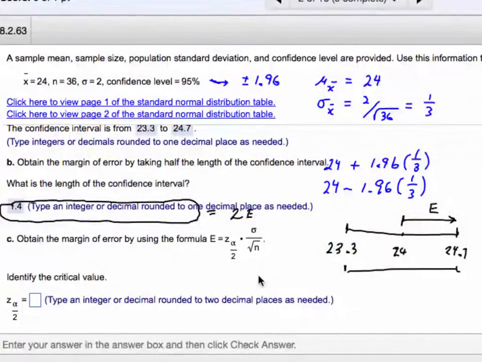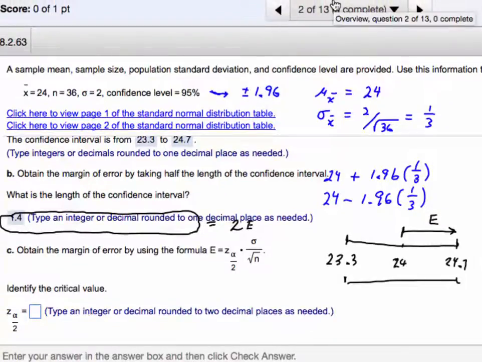Got it. So remember, then there's two ways to do this. Now they're going to have a, so that would mean that E is what? 0.7. So now they're going to have us find E that other way, right? That other way, which is basically this thing right here, right? This Z alpha over 2 is our 1.96. Sigma is our 2.